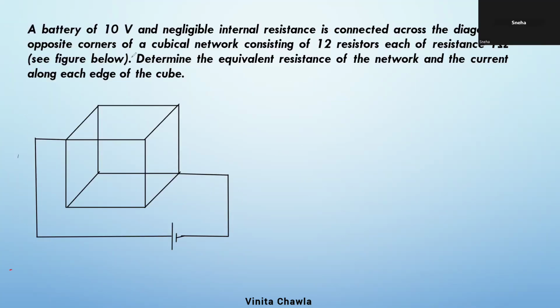So see, a battery of 10 volt. So this is 10 volt. And negligible internal resistance is connected across diagonally opposite corners of a cubical network consisting of 12 resistors, each of resistance 1 ohm. We have to find the equivalent resistance of the network and the current along each edge of the cube. So let's consider 6I current, sorry.